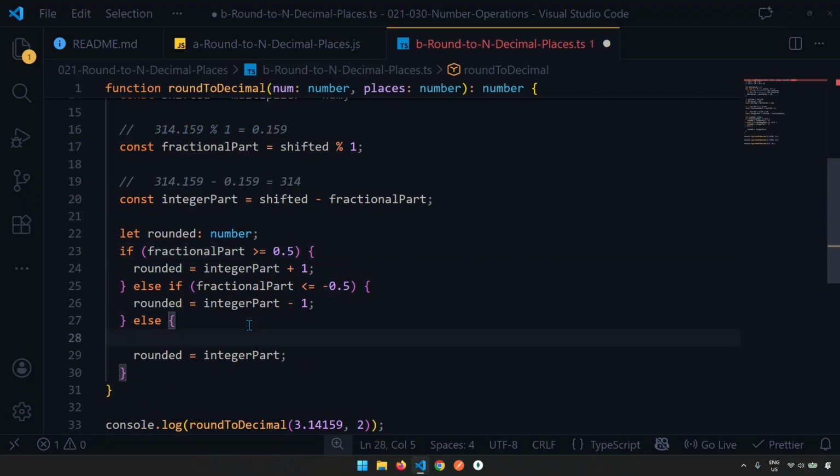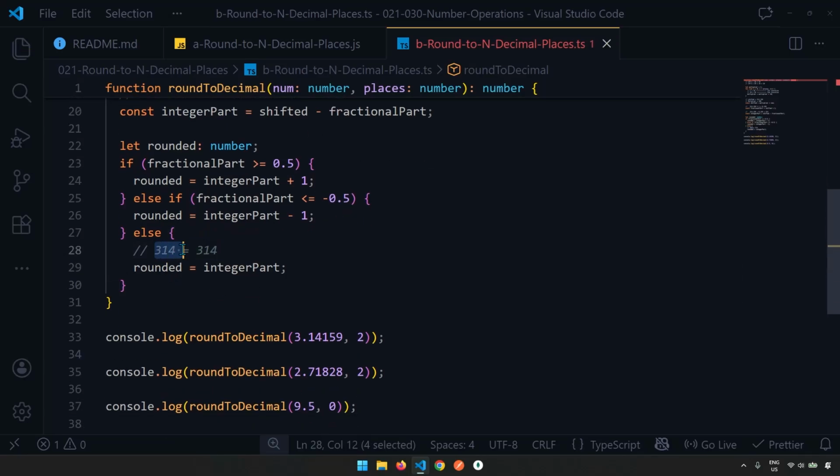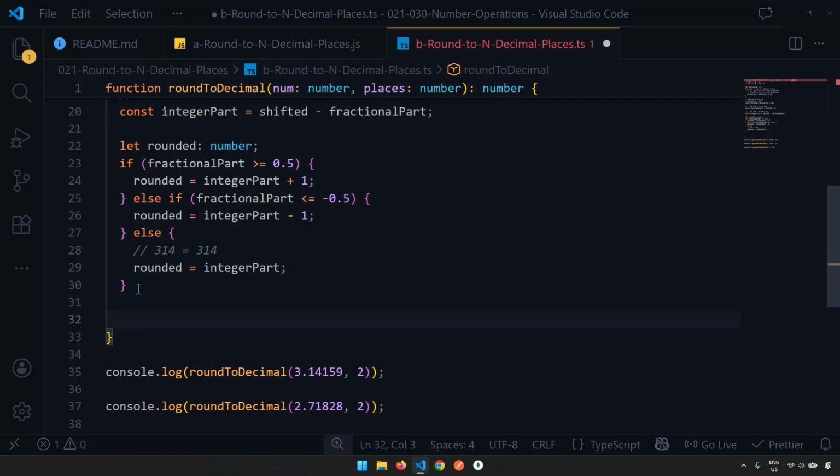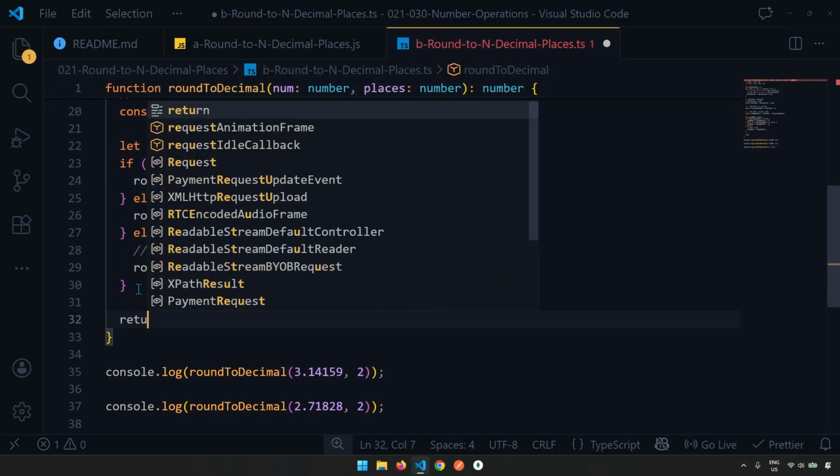And what does this mean? It means rounded is 314, and integer part is 314. So this is the value of rounded. Now, what do we do with this rounded? The last thing is just divide it by the multiplier to end up with the decimal points.